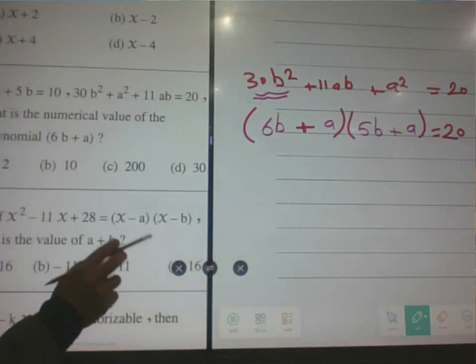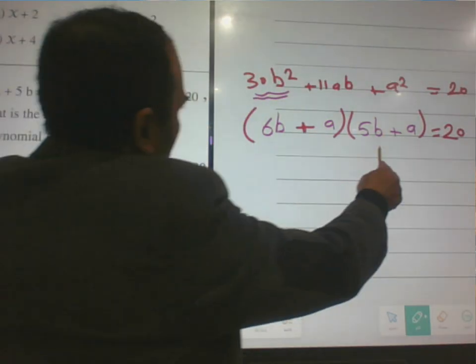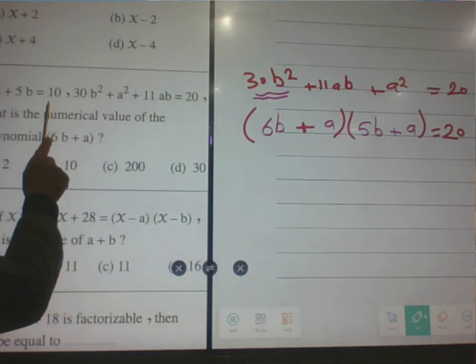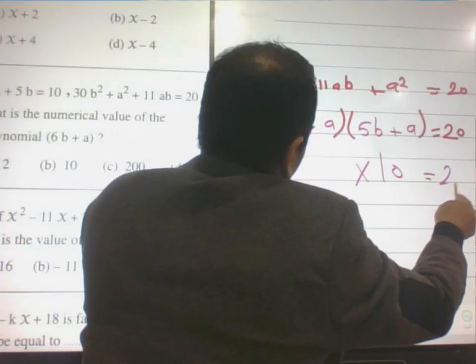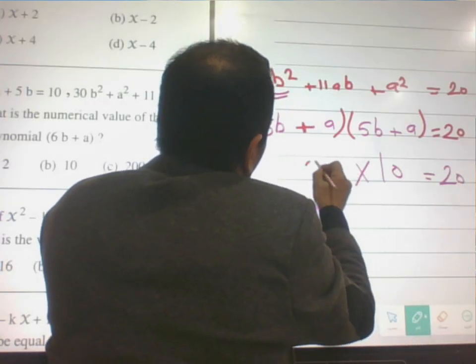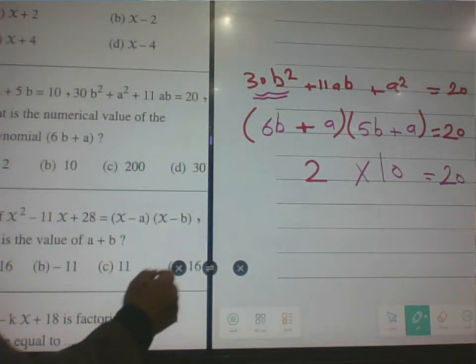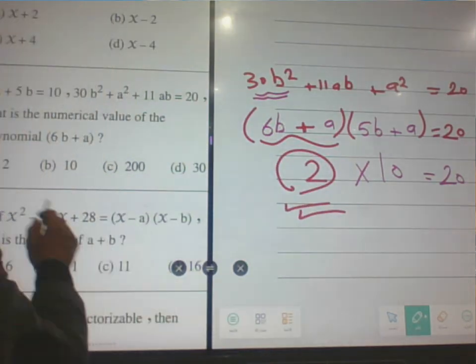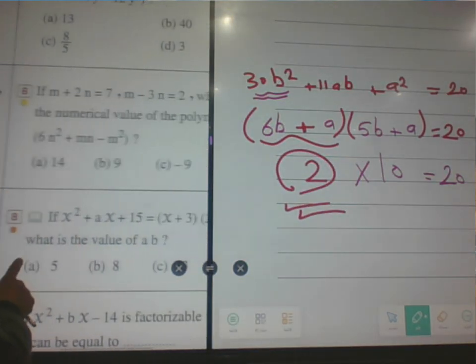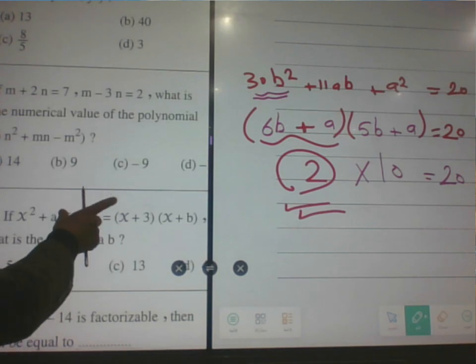Now I will put the value of a plus 5b. A plus 5b gives me the answer here, which was 10. Then 10 product by what equals 20? 10 product by 2. The value of 6b plus a equals 2. The answer here will be 2. Choose letter A.